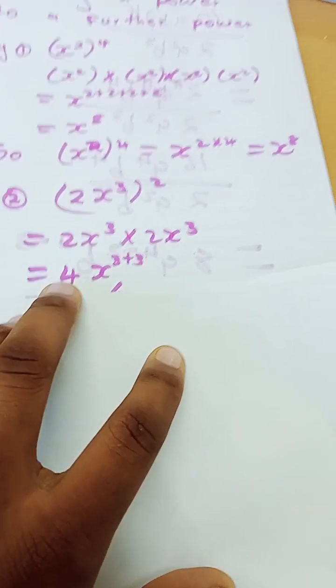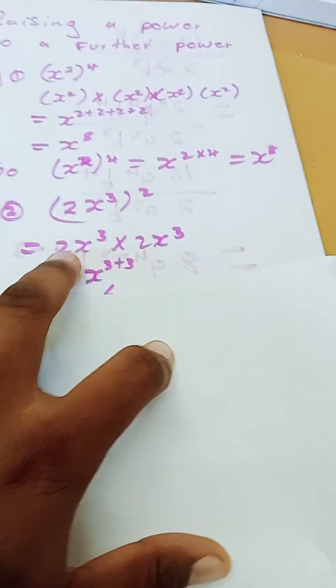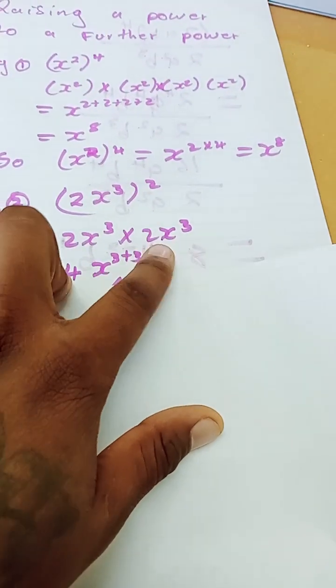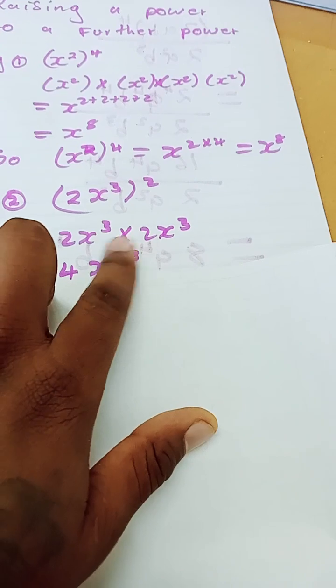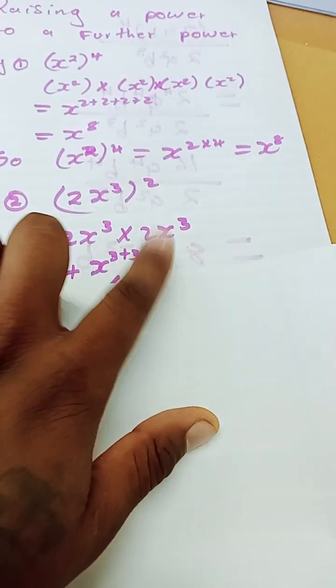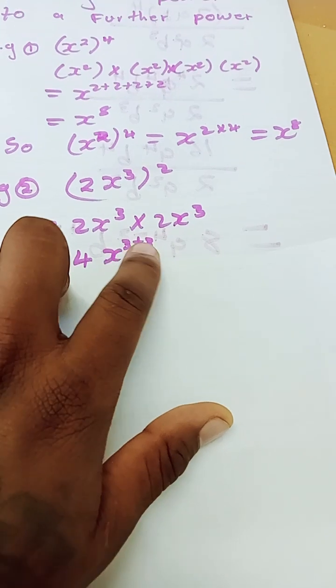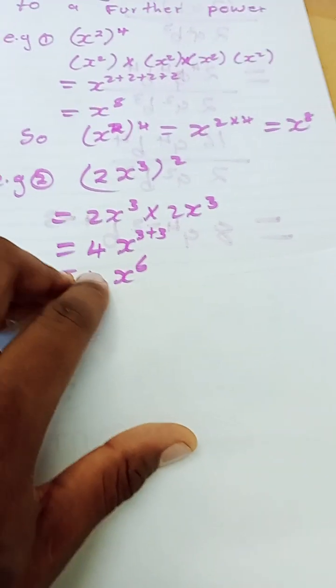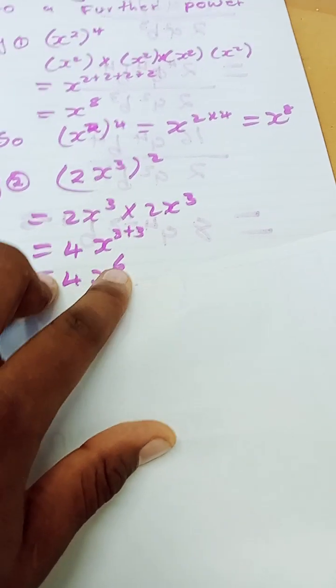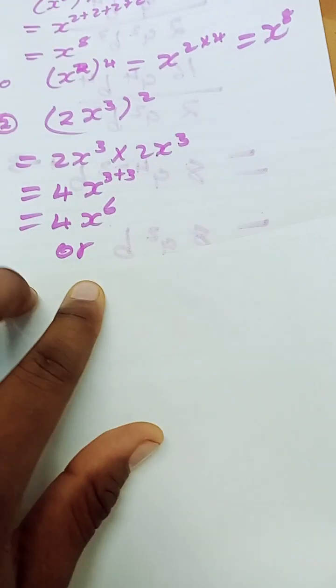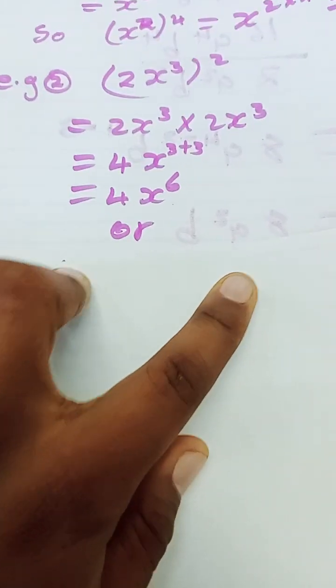All right, so that is equal to 4, because we multiply the constants first: 2 times 2 gives us 4. For x to the third and x to the third, since they have the same base, we simply add the exponents. So we will have x to the 3 plus 3, which is 6. So we have 4x to the power of 6. Okay, but we could also do this the other way around.